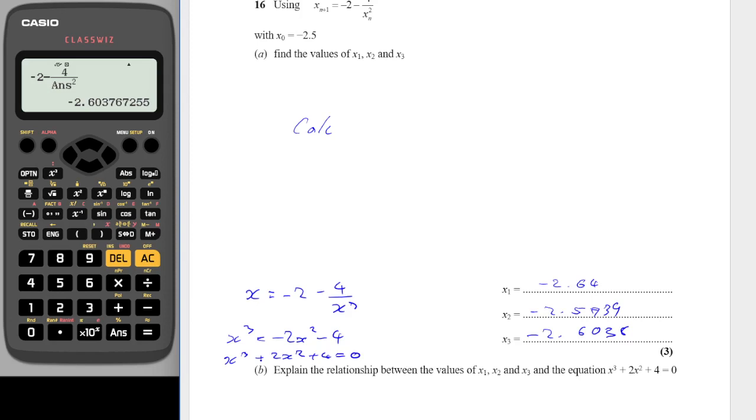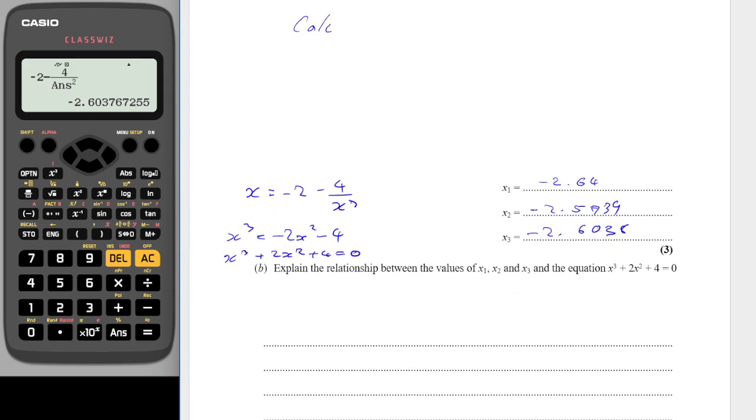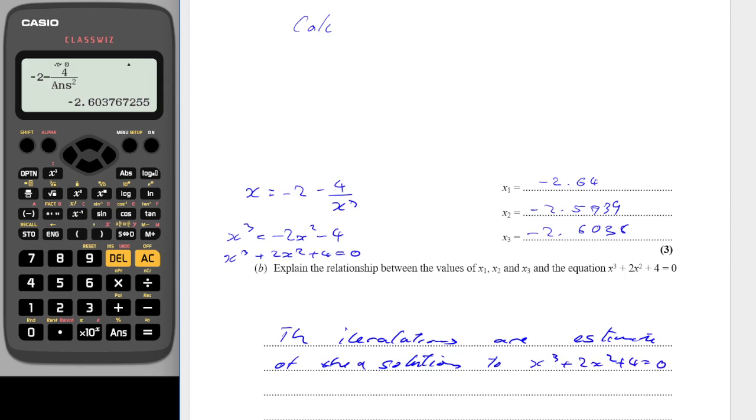So explain the relationship between them. The iterations are estimates of a solution to x cubed plus 2x squared plus 4 is equal to 0.